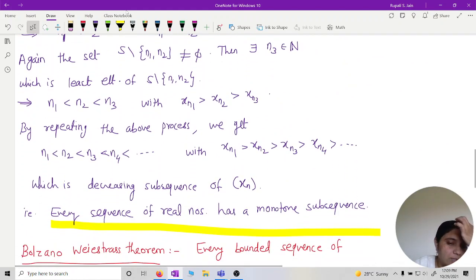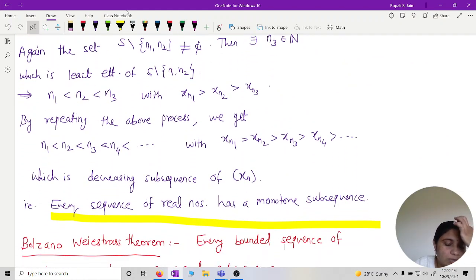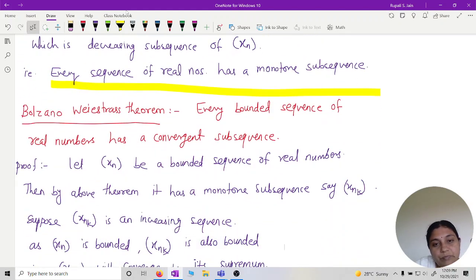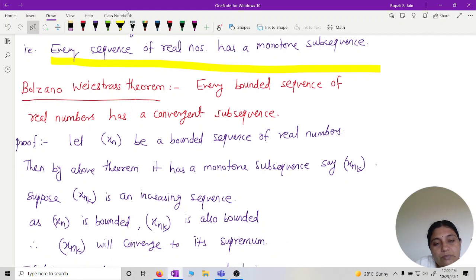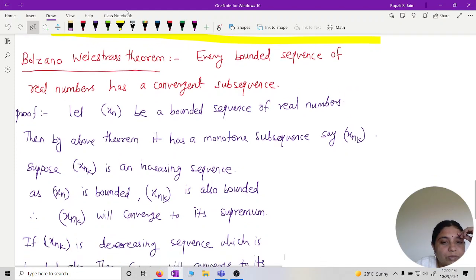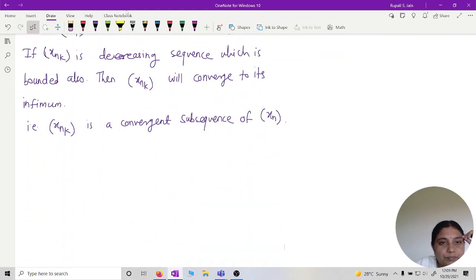If it is an increasing bounded sequence, then it will converge to its supremum. That also we have proved in earlier theorems. That proof also you have to write. And using supremum, you can easily prove that a decreasing sequence will converge to its infimum. Is that okay?